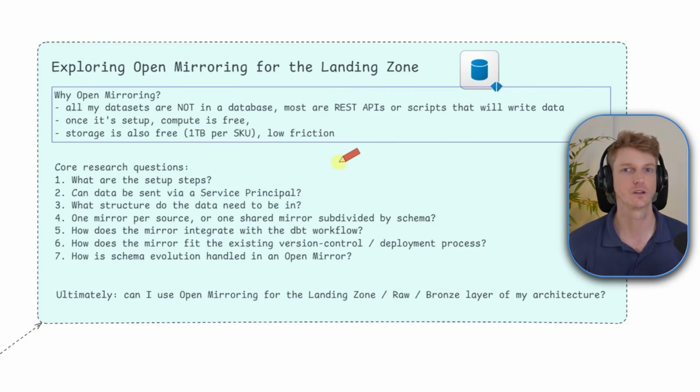So there's a lot of pros, but I hadn't actually used open mirroring in a proper solution before. It recently turned GA, a few months ago. So I thought now is a good opportunity to really stress test open mirroring, understand properly how it works, and understand if it could be a good candidate for this landing zone part of my architecture.